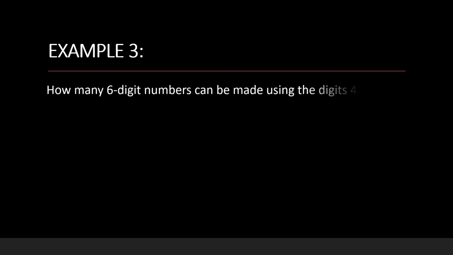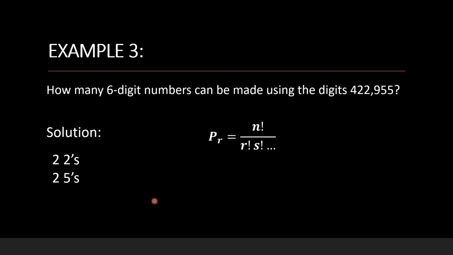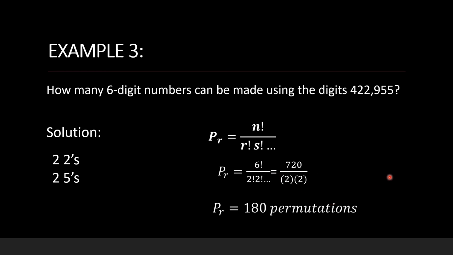For example number 3, how many 6-digit numbers can be made using the digits 422,955? Notice that we have 2 2's and 2 5's. Using the formula, we substitute n, which is 6 factorial, all over 2 factorial times 2 factorial. We evaluate 6 factorial, which is 720, divided by 2 times 2, which is 4. So we have 180 distinct permutations.